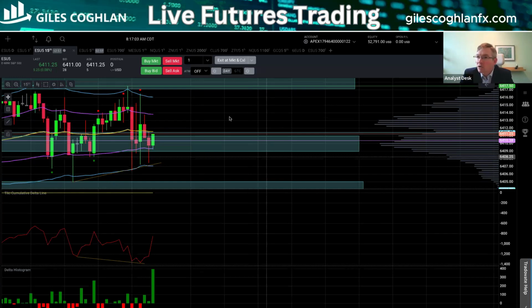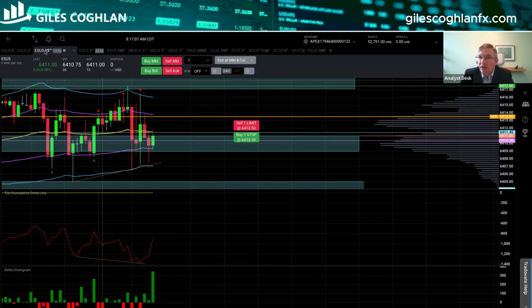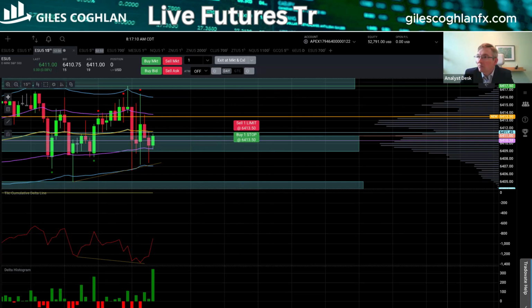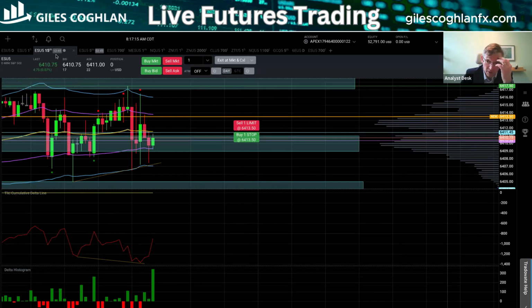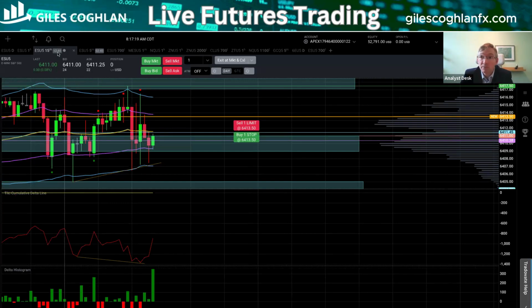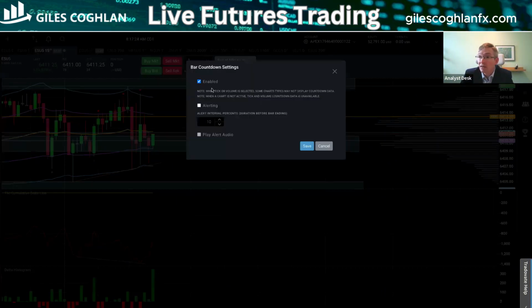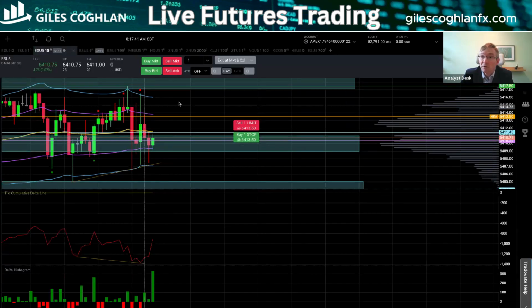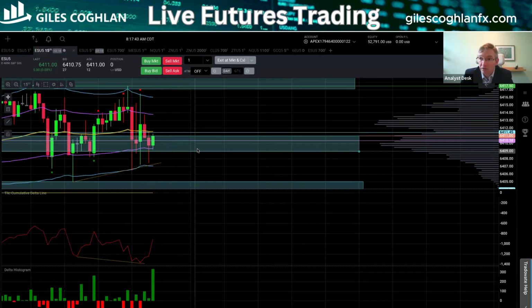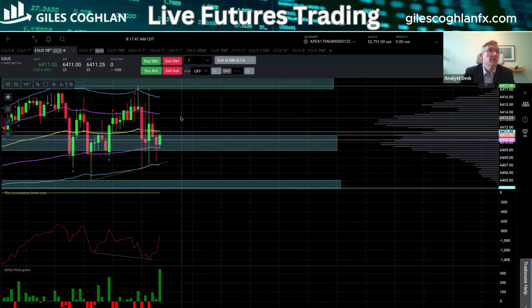Just a little feature to remember with Tradovate: there is this nice feature where you can put a timer on the bar showing how long you've got till the next bar appears, which can be very helpful if you're looking for a 15-minute close. All you do to use it is go to settings, bar countdown settings, and then you can enable it. You can also have an audio alert if you want. So I put the alert audio on. That's a good little feature just to remind you when the bar's coming to a close.